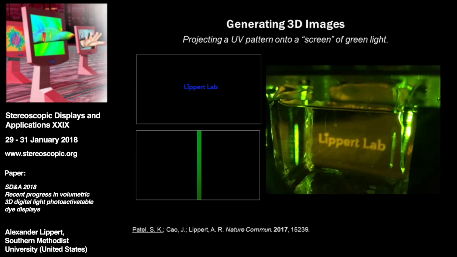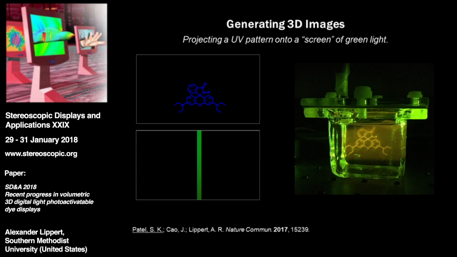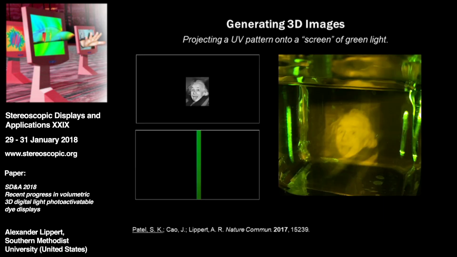We can also do some shameless self-promotion. We can do our Lippert lab logo, and the benchmark here is that we can have easily readable text. We can also project the molecule itself, the N-phenylspirolectam-rhodamine photoswitch. And here we see that we have enough resolution to see the double bonds in the aromatic rings, as well as the atomic labels. And we can actually do photograph quality resolution.